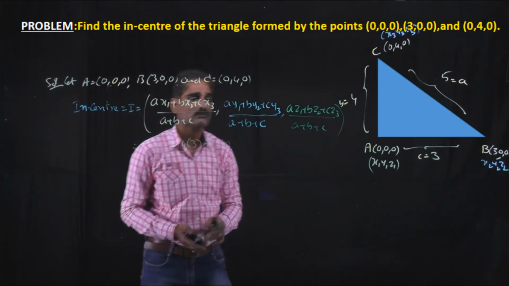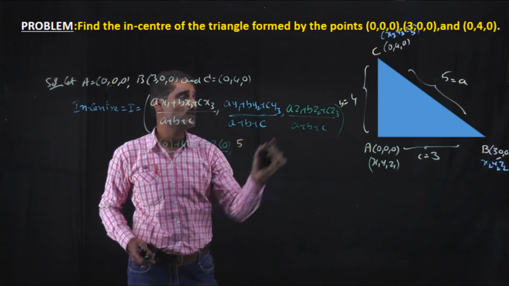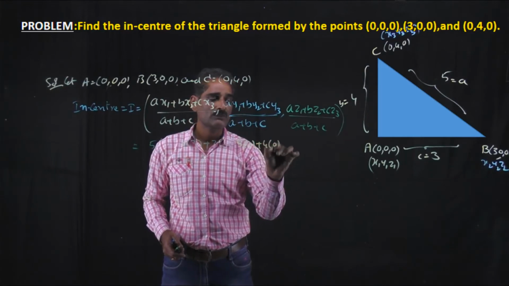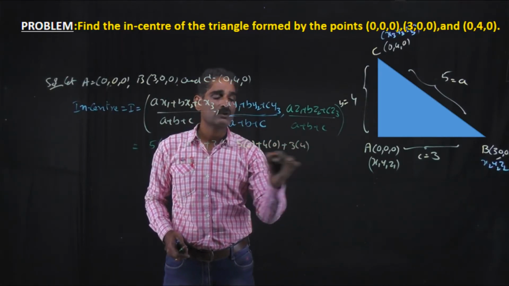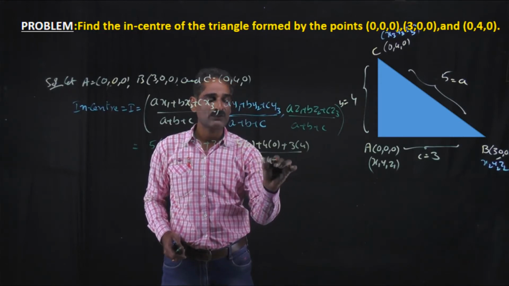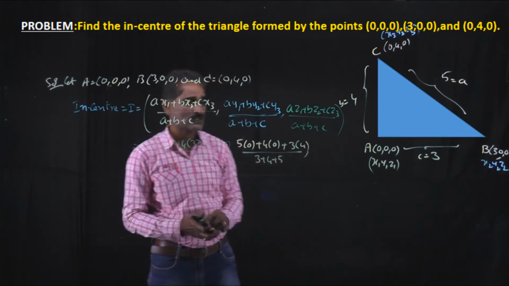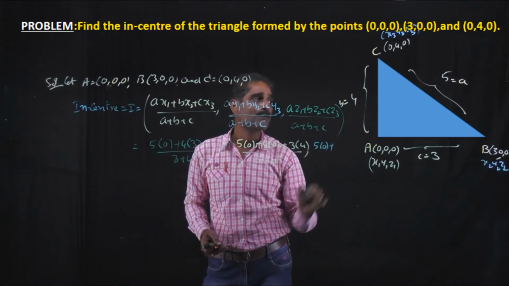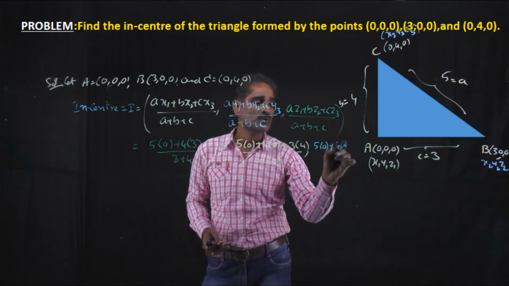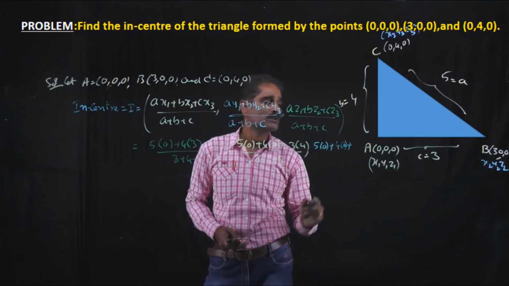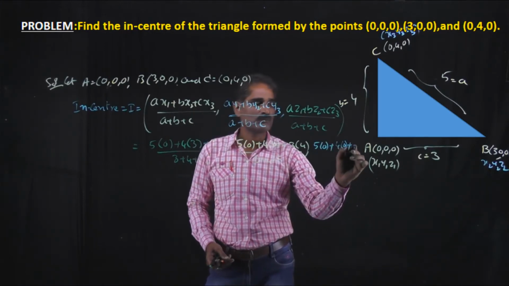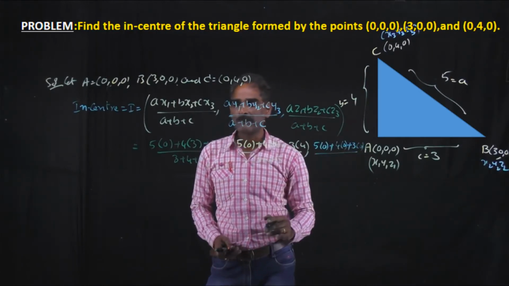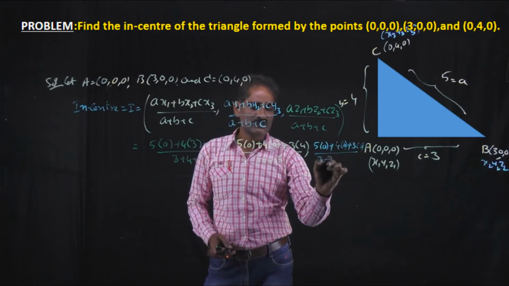Next, y1, that means 5 into y1 0 plus b y2, 4 into 0 plus 3 into 4 by 3 plus 4 plus 5. And so the last one is z coordinates, a z1, that means 5 into z1 is 0 plus 4 into z2 0 plus 3 into 0 by a plus b plus c.